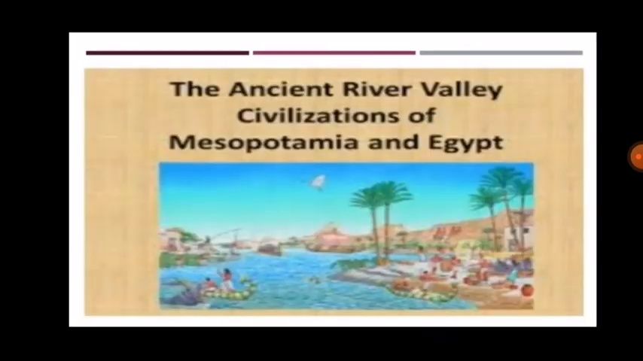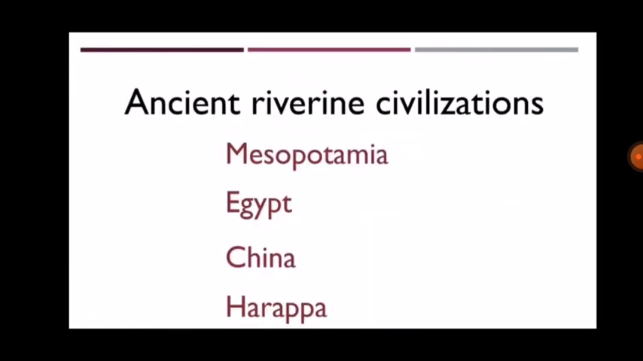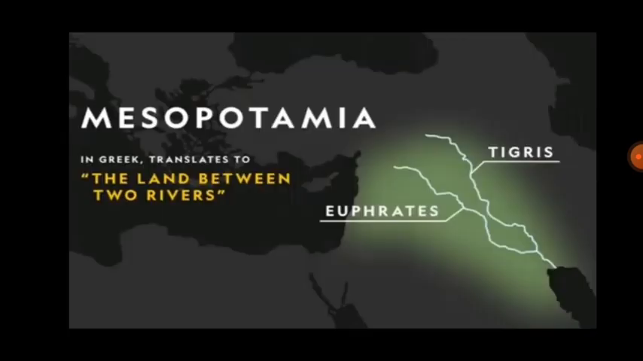We'll see what the regions are. They are Mesopotamia and Egypt, the Indian subcontinent and China. Okay, so these were the 4 regions. The civilizations in these 4 regions developed in river valleys. Hence, they are known as the riverine civilizations. Okay, these 4 are called the riverine civilizations.